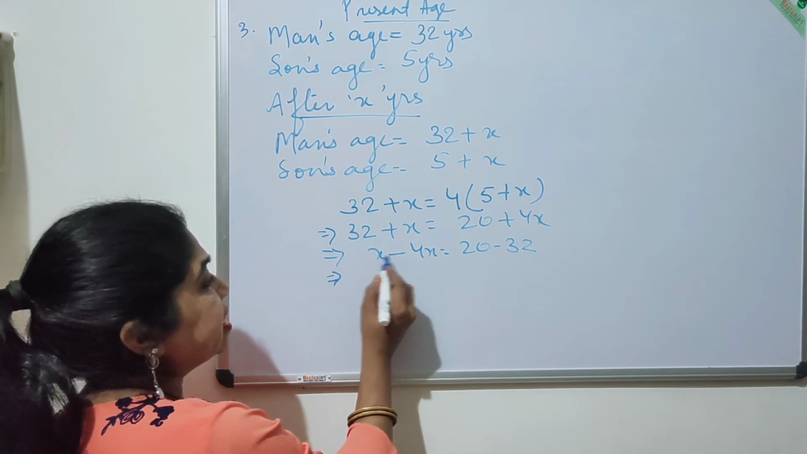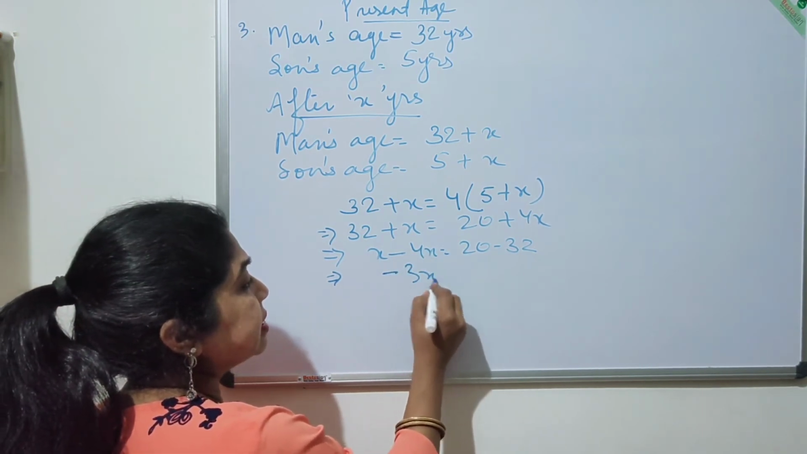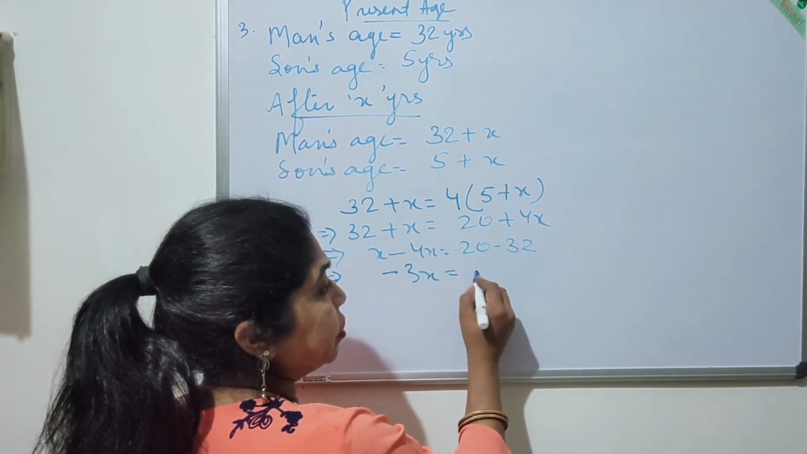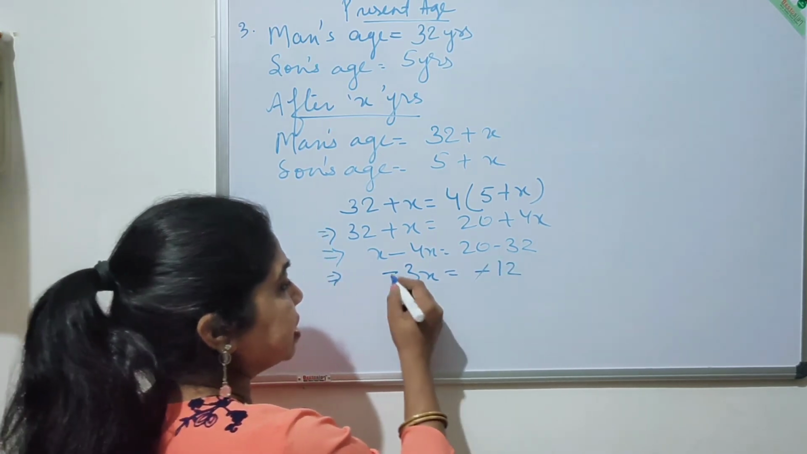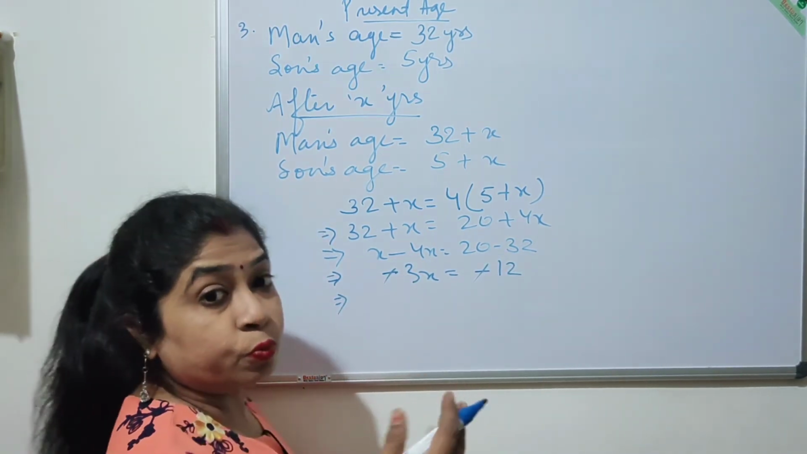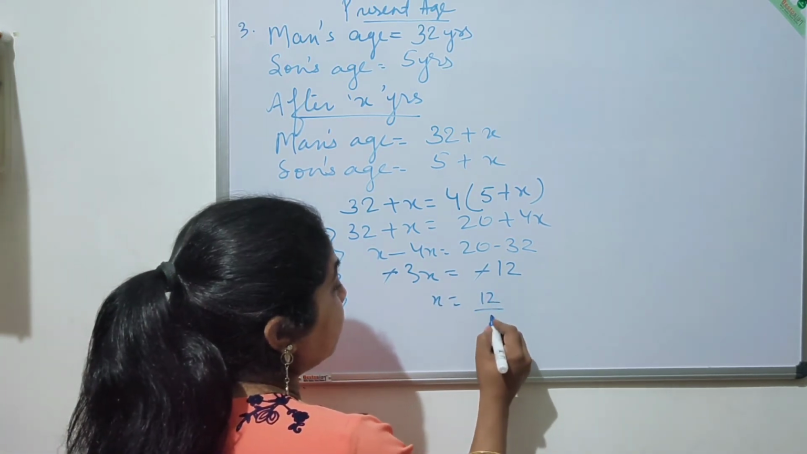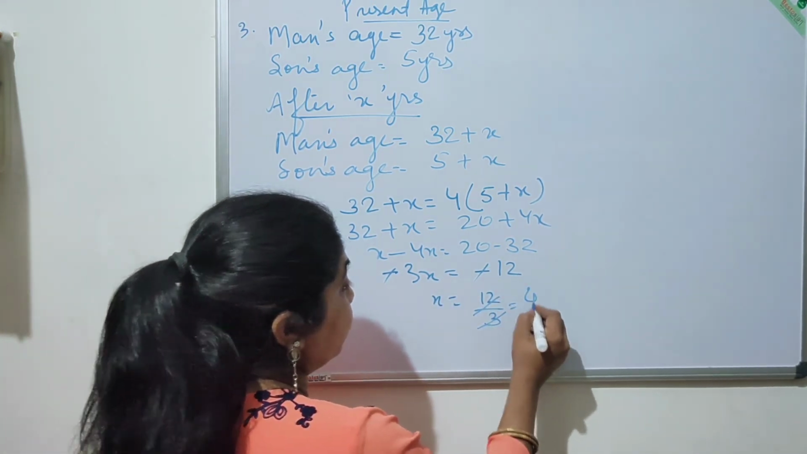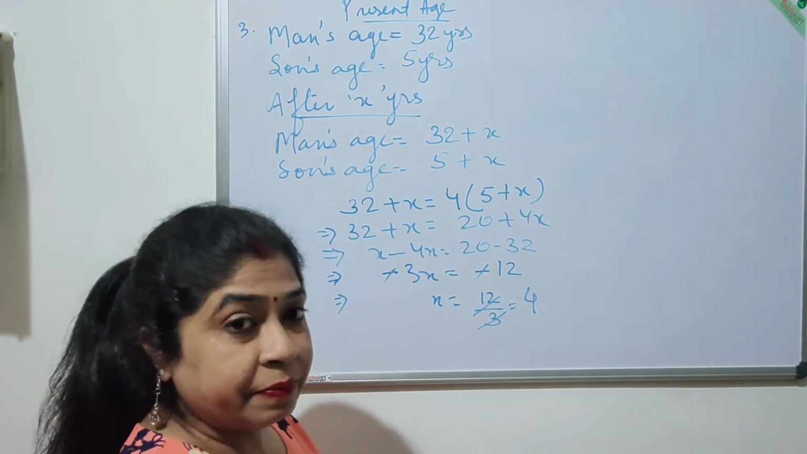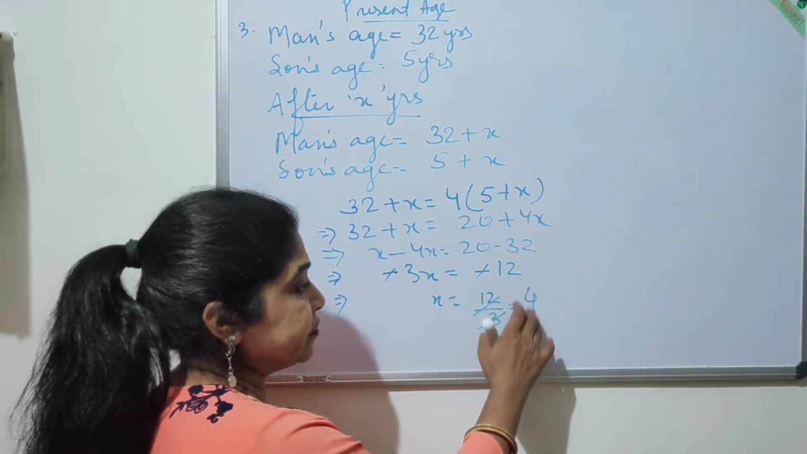Now x minus 4x is minus 3x, and 20 minus 32 is minus 12. Minus minus will get cancelled because minus is on both the sides. So now x is 12 divided by 3, so that is 4. So that means the value of x is 4.